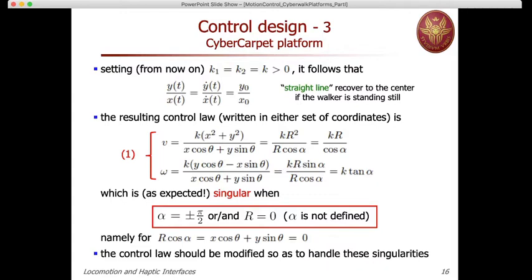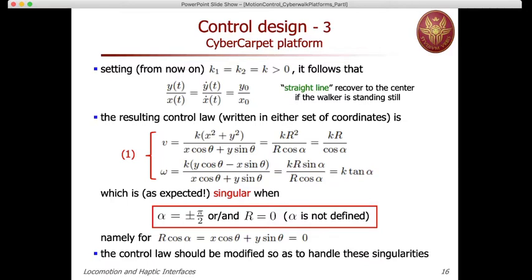The first one can be easily interpreted. When alpha is plus or minus pi over 2, it means that the user is along a direction from the origin which is at 90 degrees with the main direction xt of the treadmill. So when the treadmill is moving forward or backward, this will not change the distance r of the user, will not decrease it. So this control is practically useless in this sense, at least instantaneously.